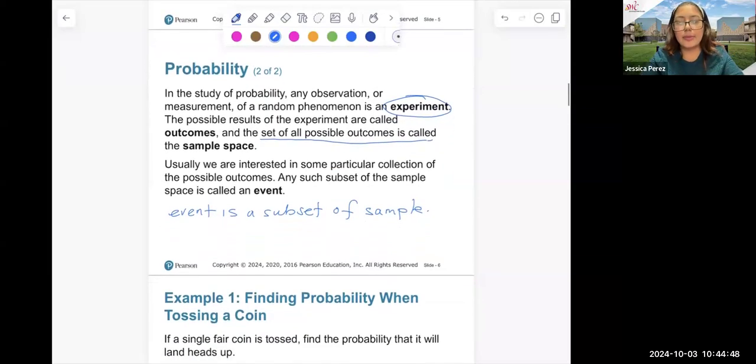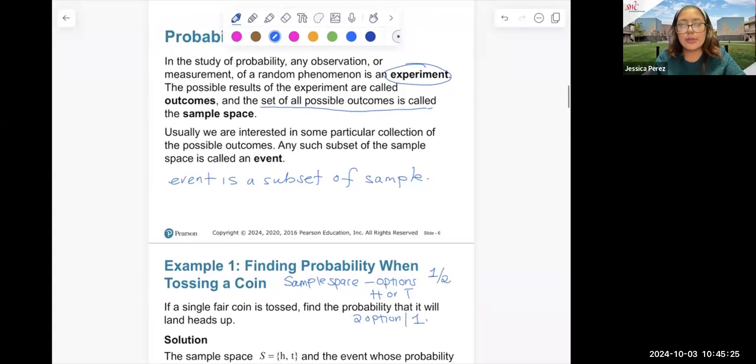Let's look at the first example. We want to find the probability when tossing a coin. Let's have a single fair coin, so only one coin is tossed. Find the probability that it will land heads up. So let's look at the sample space. What are your options when flipping a coin? You can have heads or tails. So two options, and we wish to select one option. So we have one out of two choices. That tells me that's 1/2.